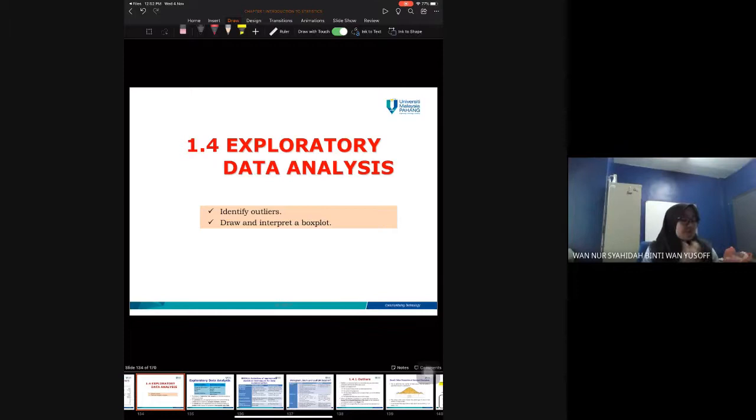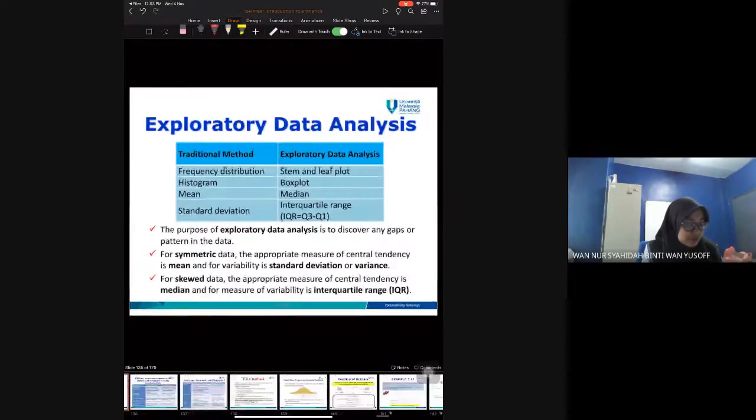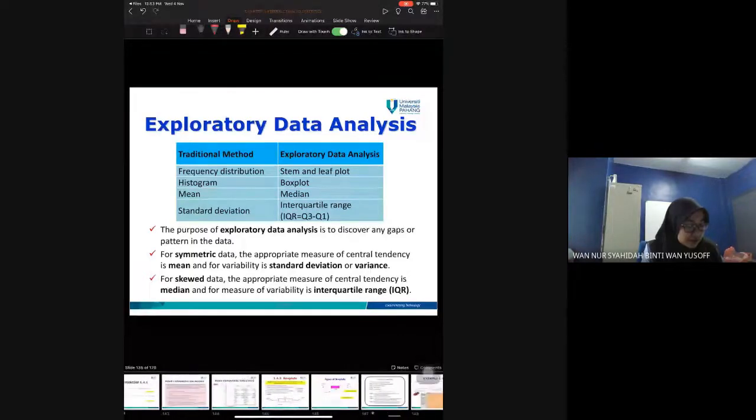Okay, so we start with the 1.4, the EDA, Exploratory Data Analysis. So we are going to discuss how to identify the outlier and also how to draw the box plot and interpret the box plot. I think all the calculation part is yours. You can always watch the video how many times that you want to make sure that you understand how to sketch the box plot. Box plot is easy, but how to interpret the box plot? So we are going to discuss how to interpret the box plot by using the exercise that I asked you to do.